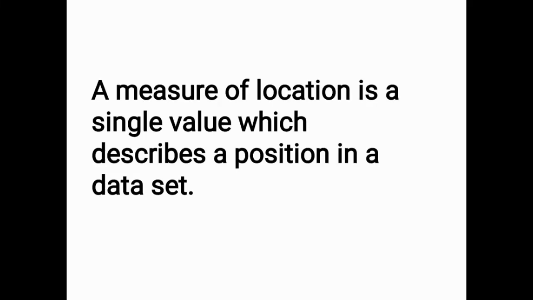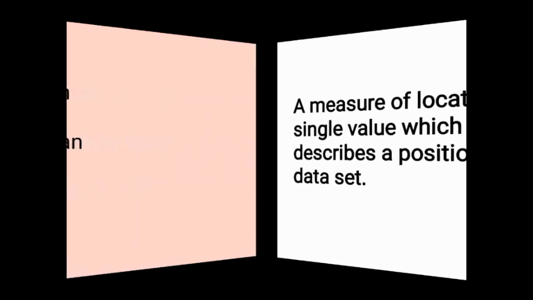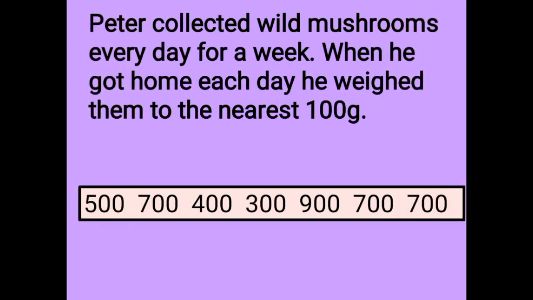A measure of location is a single value which describes a position in a data set. If the single value describes the center of the data, it is called a measure of central tendency. First, let's take a look at how to work out the mean, median, and mode of a set of ungrouped data and from an ungrouped frequency table.